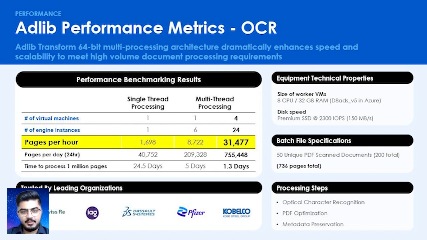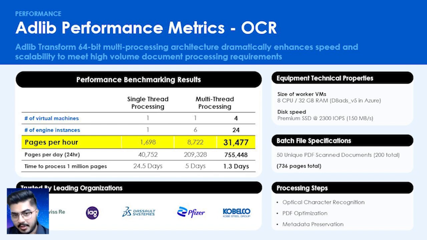Now, before we get into the demonstration, I want to draw your attention to the table on the screen. This table captures our performance benchmarking results, where we're comparing the old single-threaded processing architecture to the new multi-threaded processing architecture. Now, a couple things that I want to call out here. The first is that the exact same document set was used across both benchmarking results. And in both instances, we used one virtual machine for both the single and multi-threaded processing architectures.